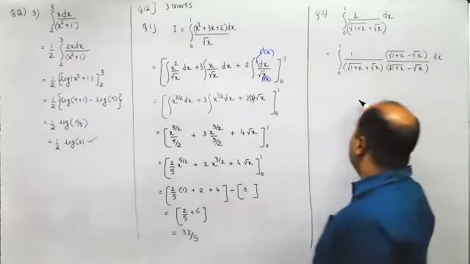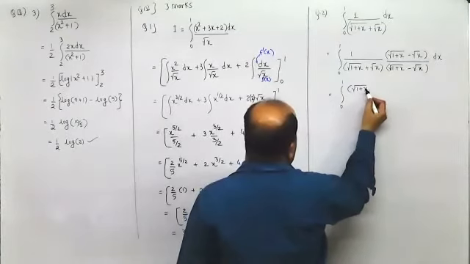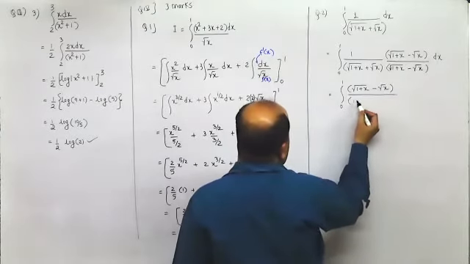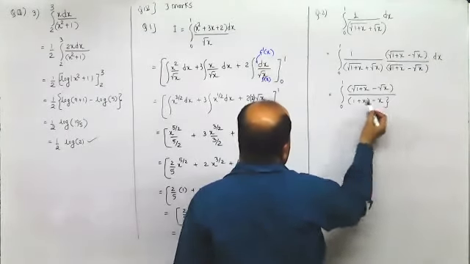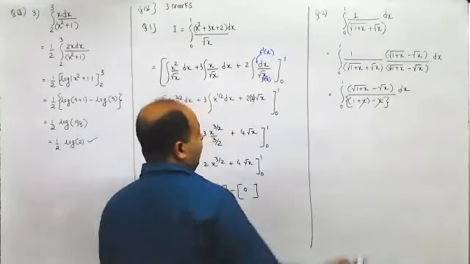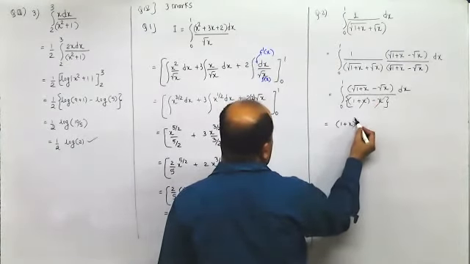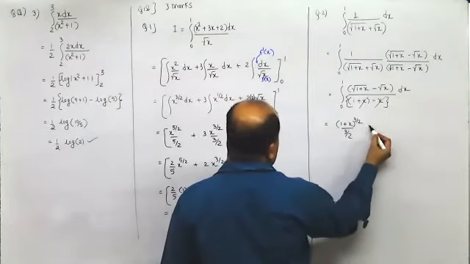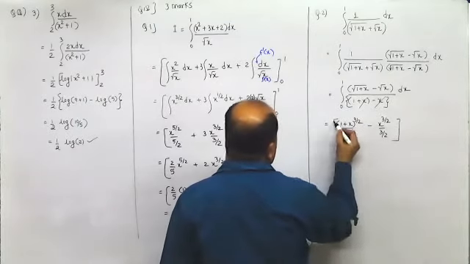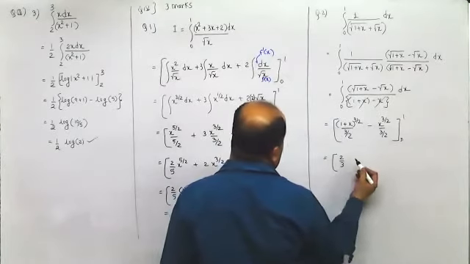Now, the numerator would be root 1 plus x minus root x, divided by, when I take a plus b into a minus b, it is 1 plus x minus x. x and x get cancelled. Now, when I take these two separately, I would get 1 plus x raised to 3 by 2 upon 3 by 2 minus x raised to 3 by 2 upon 3 by 2, and this is between 0 and 1. Do point out if you figure out any calculation mistake.